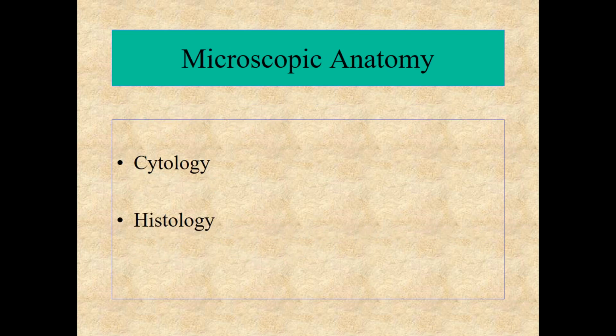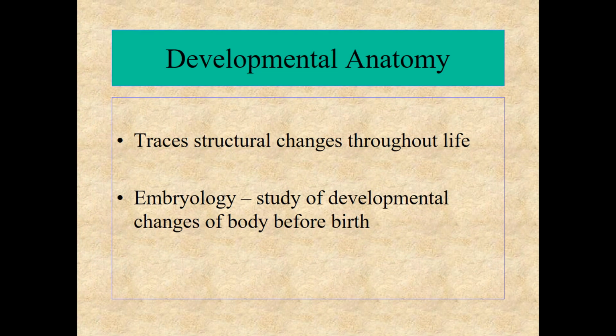Microscopic anatomy, we have two subdivisions. Cytology. Cytology is the study of cells. And then histology is the study of tissues. So those two will fall under microscopic anatomy. Next is developmental anatomy. Again, I kind of already talked about this. I'm not too worried about it. I would just know what developmental anatomy is and why it's there.